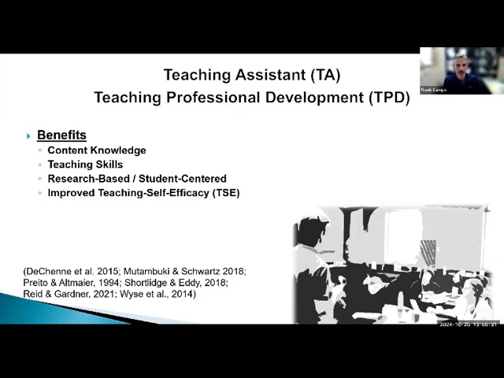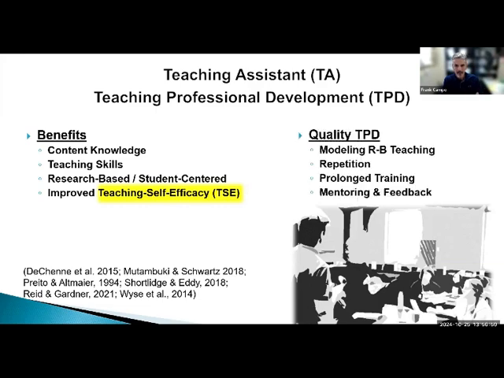Okay, great. So we know that teaching professional development is necessary. It's beneficial. What I'm mostly concerned with and interested in is which components of the course are going to impact our teaching self-efficacy in teaching these biology labs. The quality components are those in the literature that are necessary for providing quality TPD.